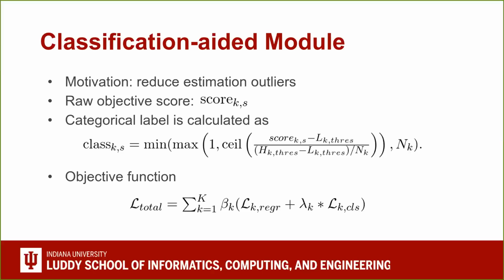The classification label of the case objective score of a given signal S is calculated as follows. We define a capital L and capital H as the minimum and maximum values of the case objective score. Then subscript K is the total number of classes. We train the entire network end-to-end with a unified loss function.